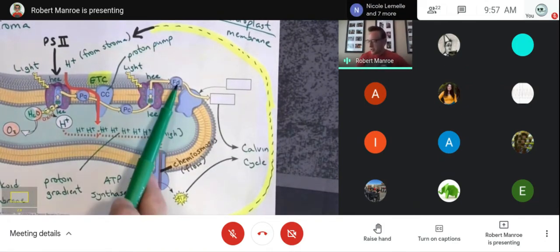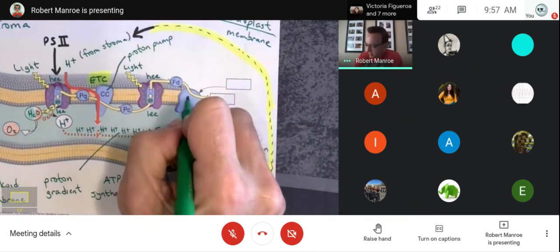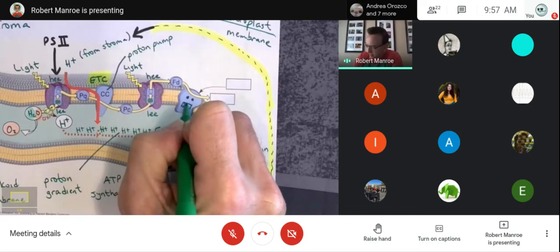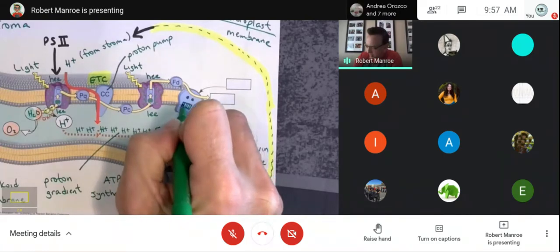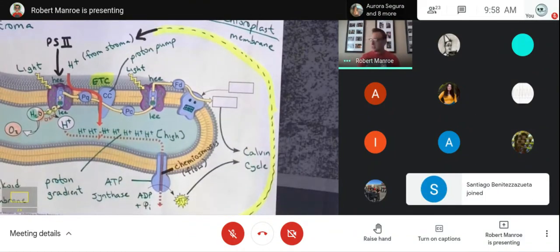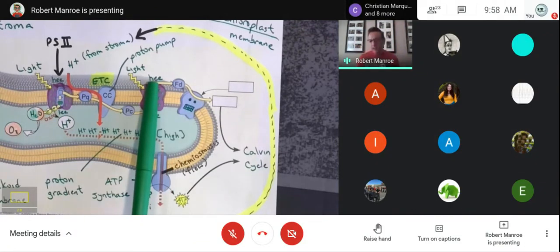That is then transferred to an enzyme here, which I think this looks like the little skulls they use for Dia de los Muertos. I often say it looks like a tooth. So I always draw a little skull because I think it's cute. This enzyme captures these high energy electrons.